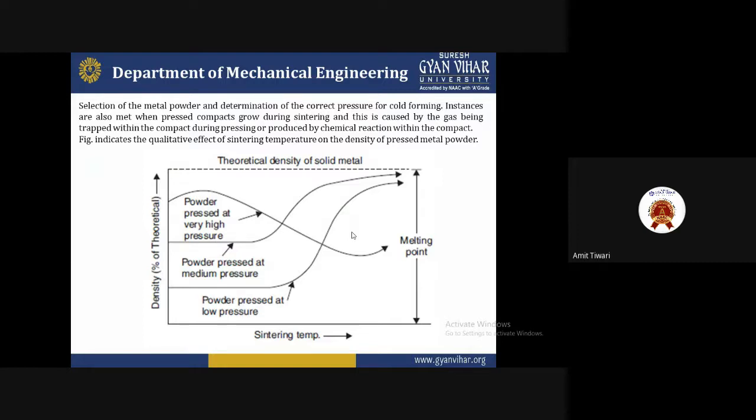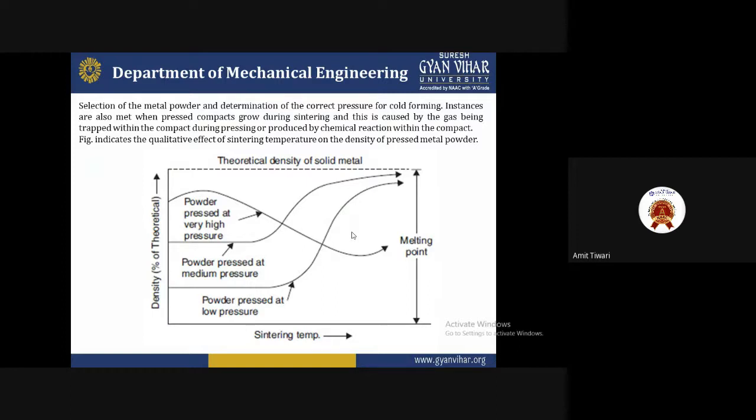As you see in the diagram, this is the theoretical density of the solid metal, denoted in the upper part by the dotted line. The graph is between the sintering temperature versus the density, as a percentage of the theoretical. There are three curves: first, powder pressed at low pressure; second, powder pressed at medium pressure; and third, powder pressed at very high pressure. And this is the melting point in between.